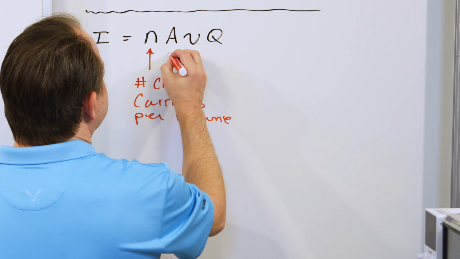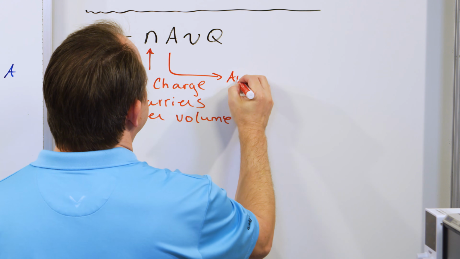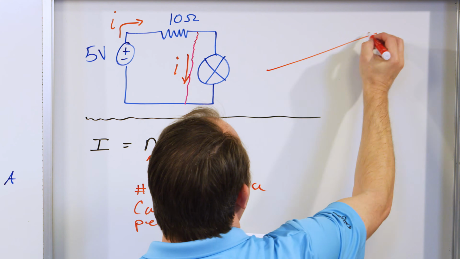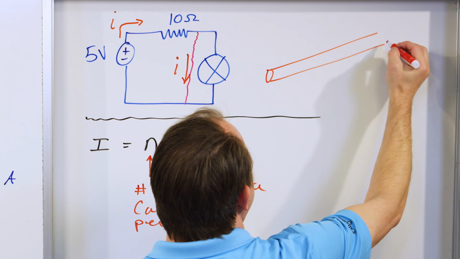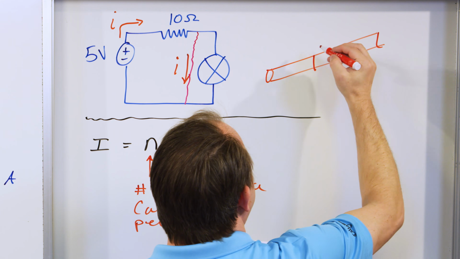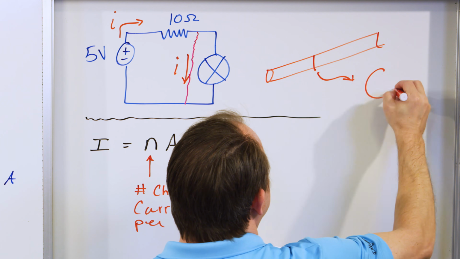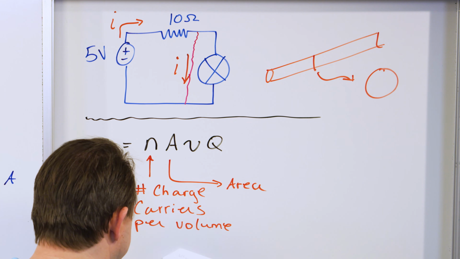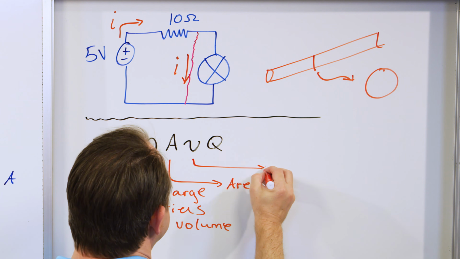The second variable is the area. And what I mean by that is the cross-sectional area. Every wire can be thought of as like a little cylinder, right? And so there's a cross-sectional area here that you can talk about. So the thicker the wire, the different the cross-sectional area is going to be. That's all that is.